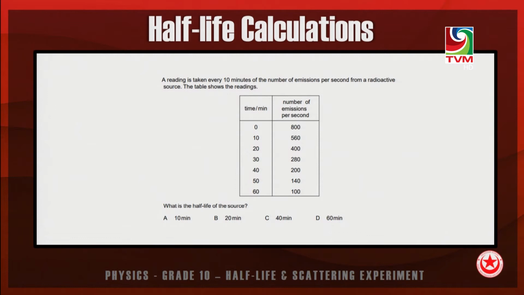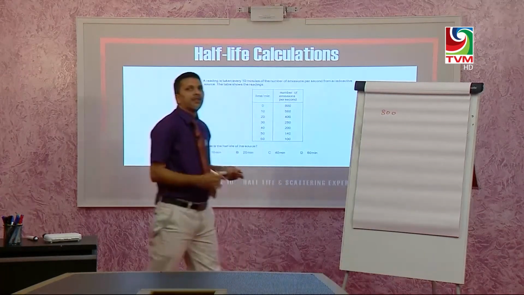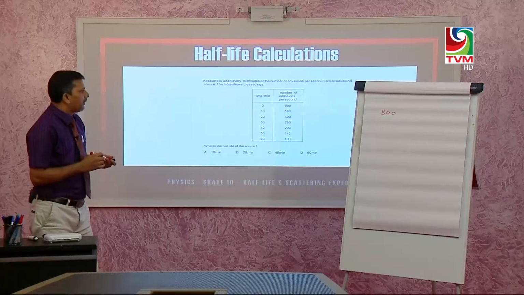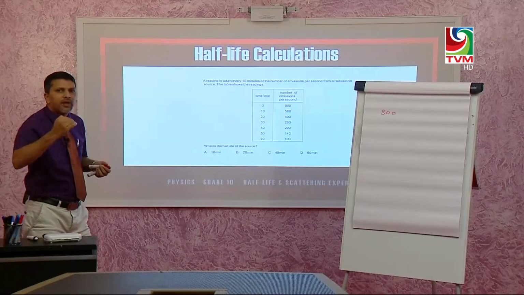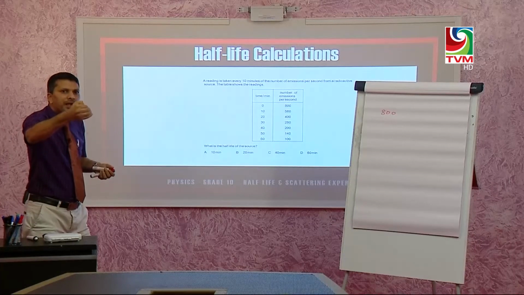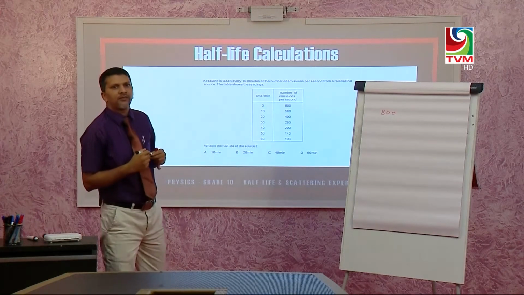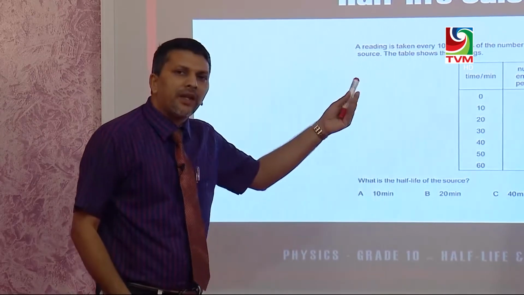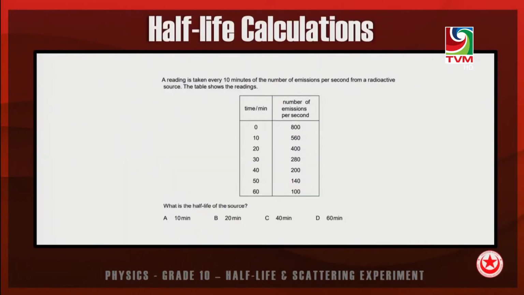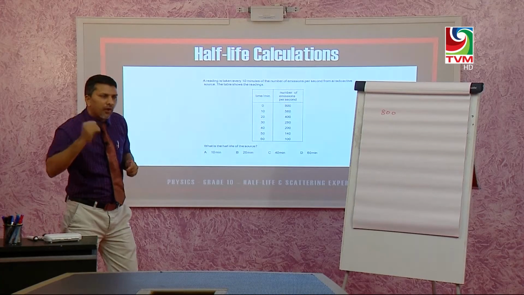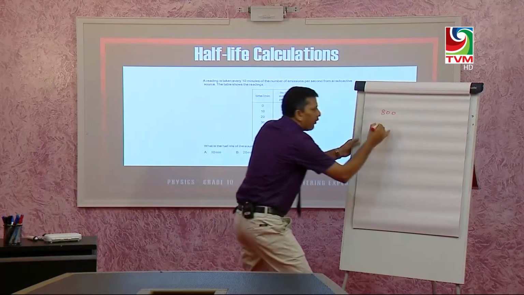Now we can check. First, the number of emissions per second is 800. 800 emissions are going on at first. Then we have to check the half-life. Half-life means the time taken for the number of emissions to decay to half. Now, half of 800 is how much? Half of 800 is 400. So I'm writing it like this, 400.